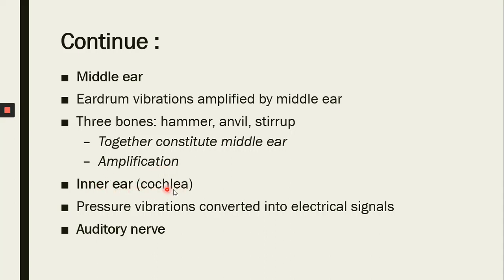After that there is the inner ear, which has two parts: the cochlea and the auditory nerve. The cochlea is a spiral path, and when sound moves along that spiral path, the pressure vibrations are converted into electrical signals, and those signals are sent to the brain through the auditory nerve. This is the function of the inner ear. Through these two parts, pressure vibrations are converted into electrical signals and passed to the brain.